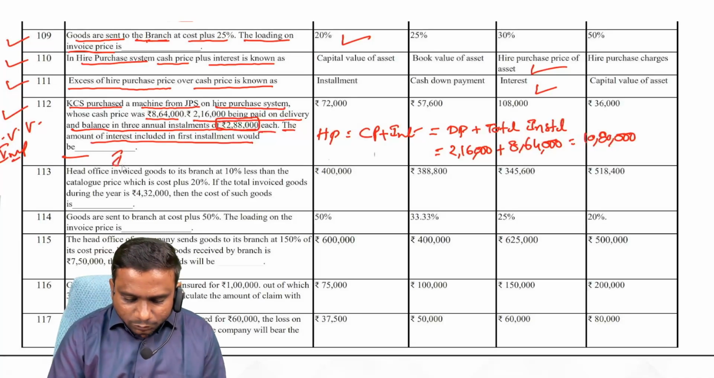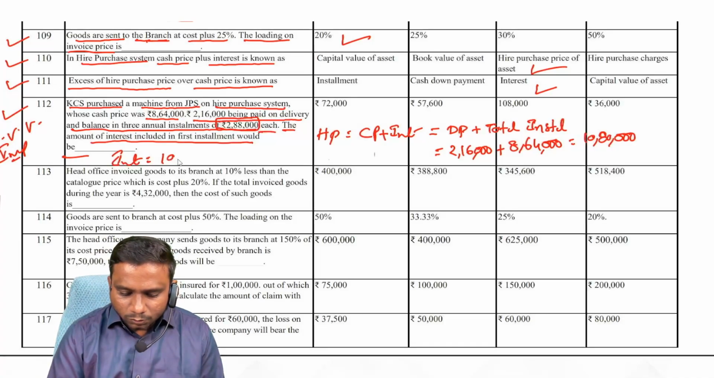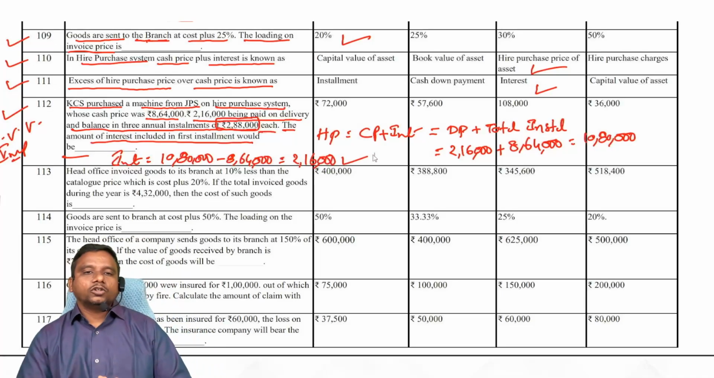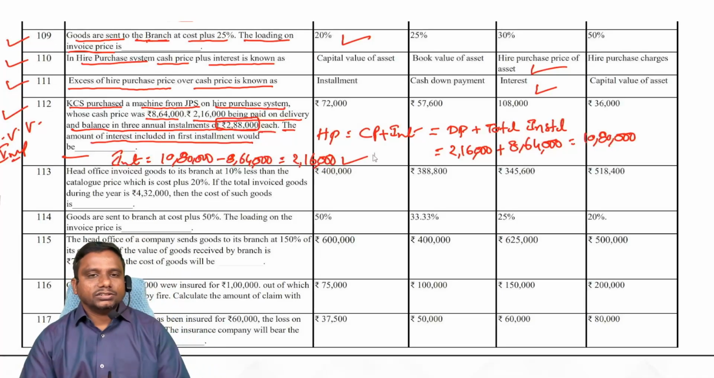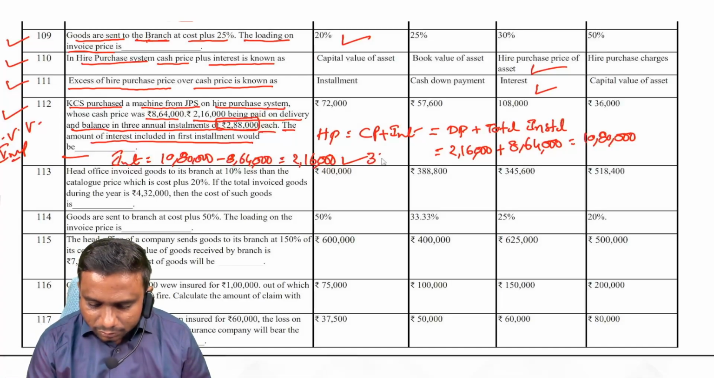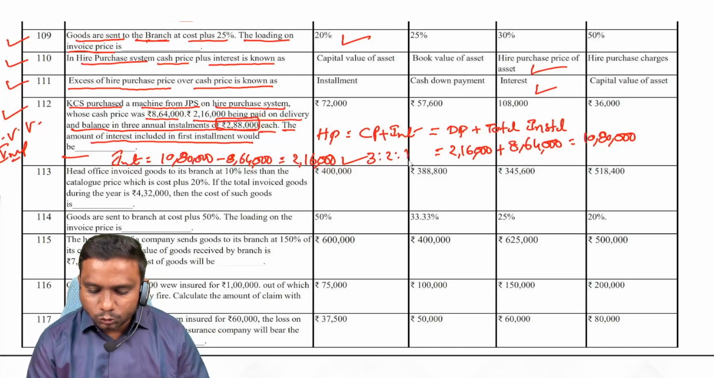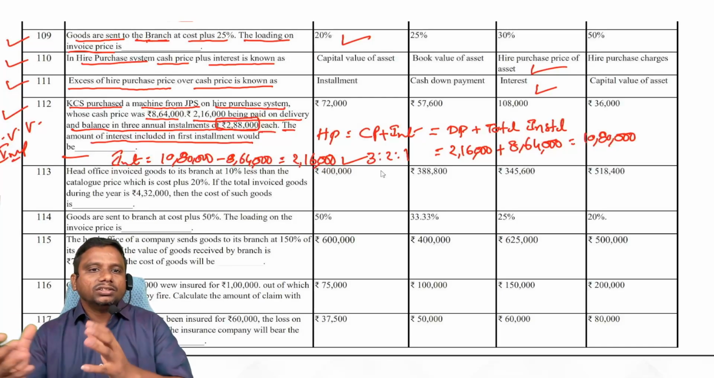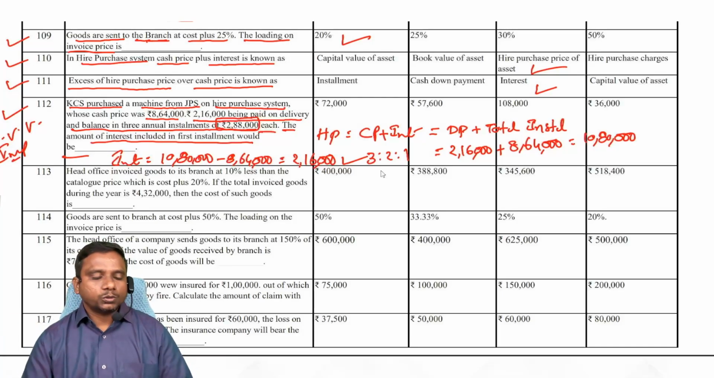To calculate the interest portion, interest is equal to hire purchase price minus cash price. Then what is the total interest? 2,16,000. Yes, students? Total interest is 2,16,000, and this total interest is apportioned in 3 installments. Yes or no, students?